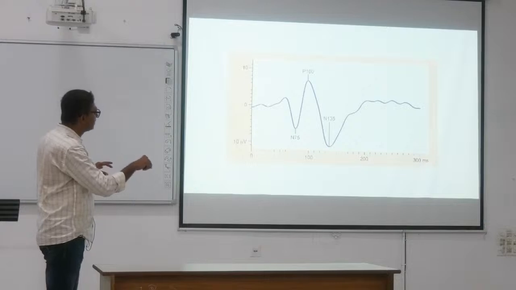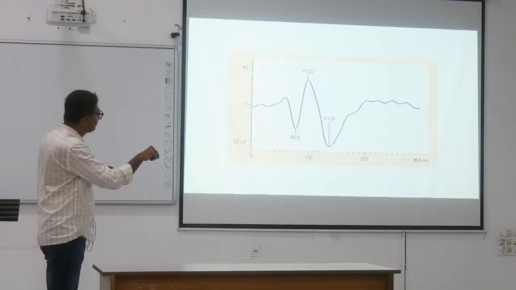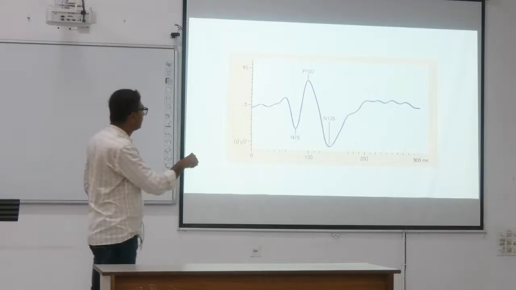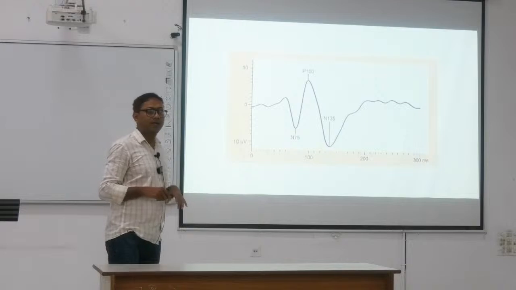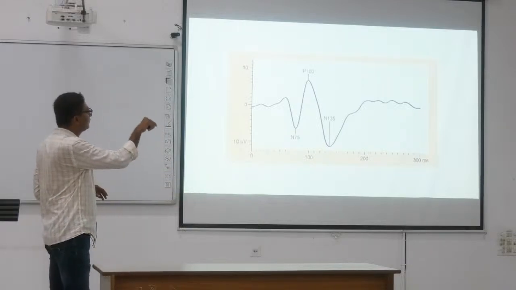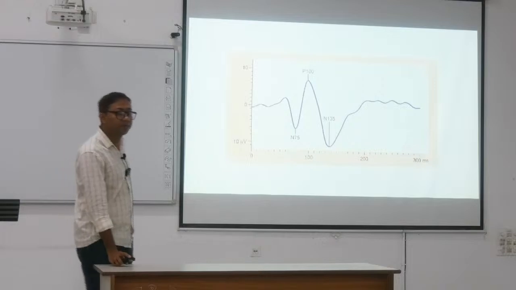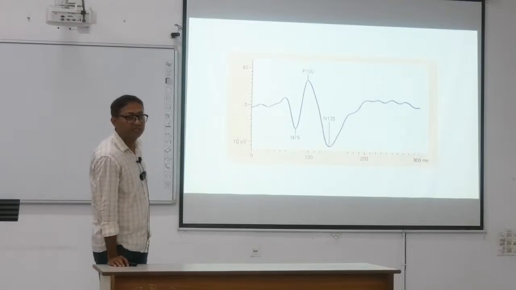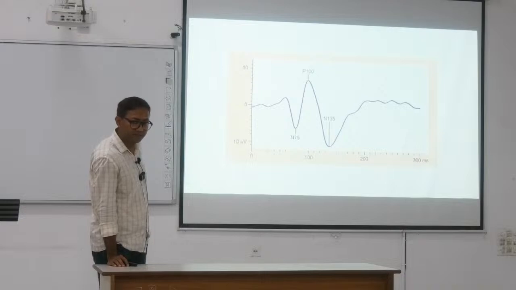Okay. So after 70 milliseconds, at 75 milliseconds we get a negative wave. This negative wave is called N75. And immediately after this N75, at 100 milliseconds, we get a positive wave. It is called P100, and remember, P100 is the most significant for interpretation.